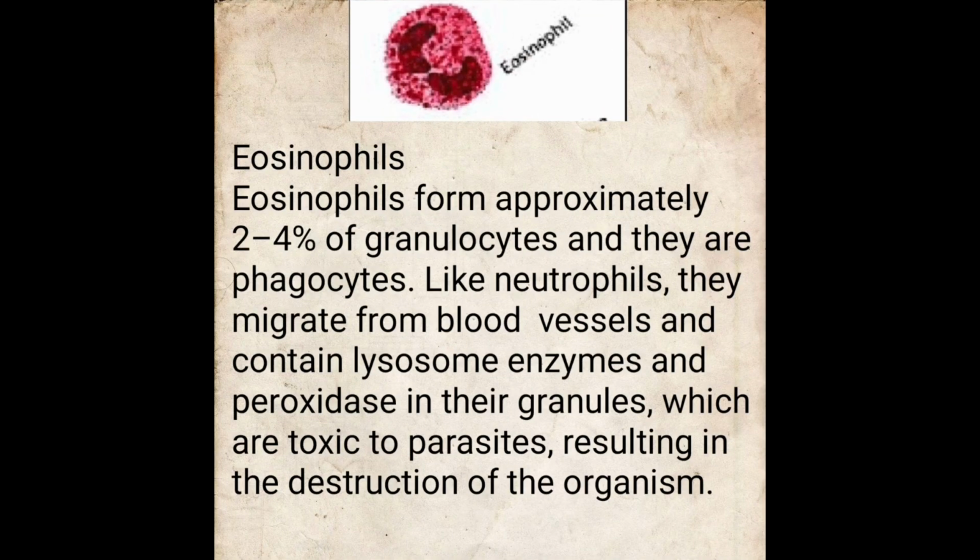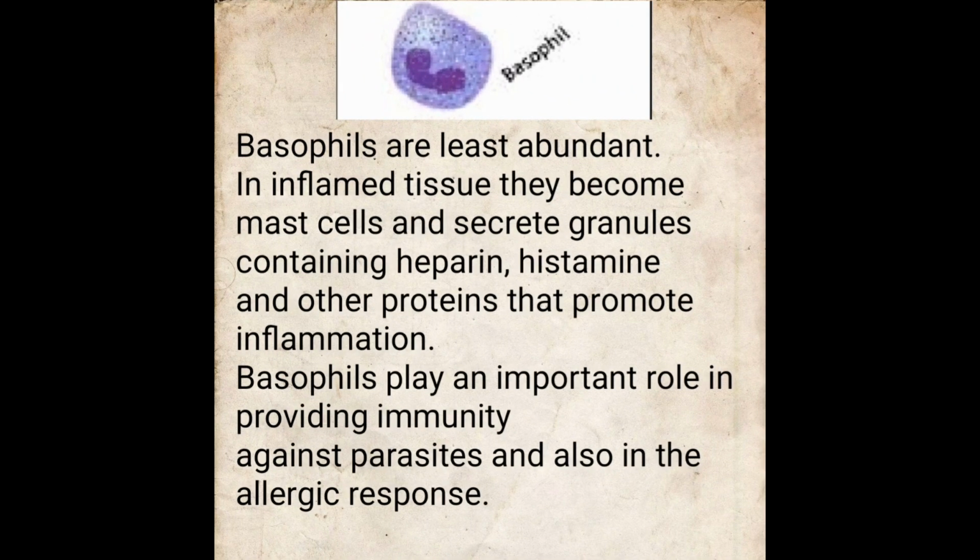The eosinophil is very reddish and has very coarse granules. They are about 2 to 4%. Like neutrophil, they migrate from blood vessels and contain lysozymes, enzymes, and peroxidases in their granules, which are toxic to parasites, resulting in the destruction of the organisms. And when you look at them, it's very typical. Basophils are least abundant, just 0 to 1% in inflamed tissues.